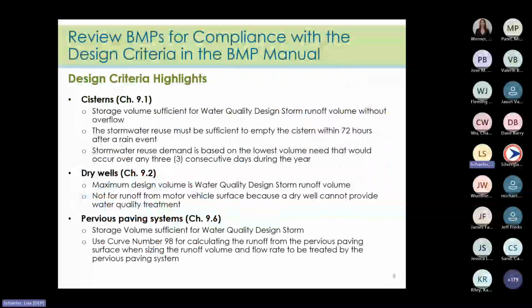So here's some important highlights of the design criteria for some of the BMP chapters. You're going to obviously go to the full chapter for additional details. So for cisterns, if you want to design a cistern, the stormwater volume needs to be at least that of the runoff generated by the water quality design storm, but the cistern also needs to be emptied by the reuse demand within 72 hours. For dry wells, the design volume of a dry well cannot exceed the runoff volume from the water quality design storm.